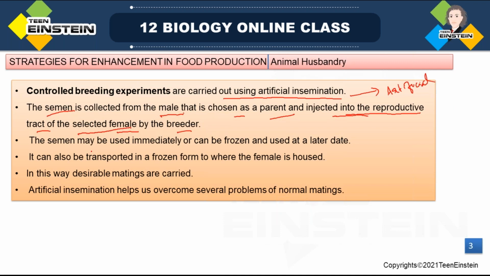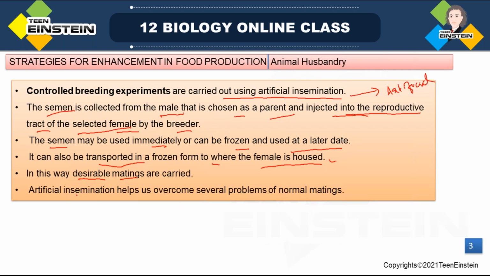Okay, then that semen can be used immediately, or it can be frozen and used later also. In the frozen form, it can be carried from one place to another place in the case of a female which is housed. So in this way, we can make a desirable mating.